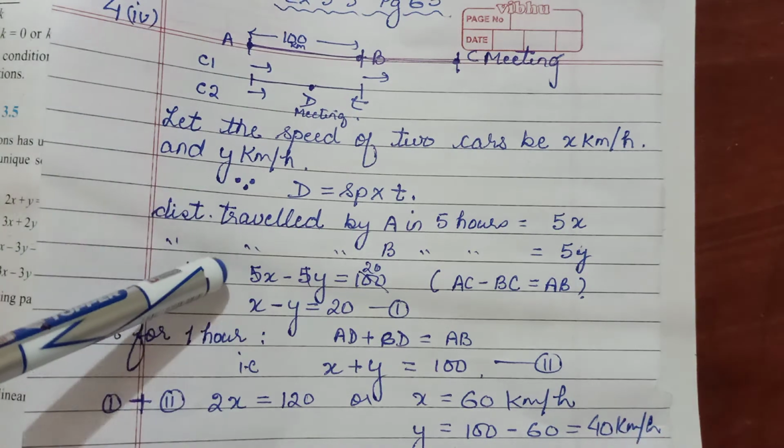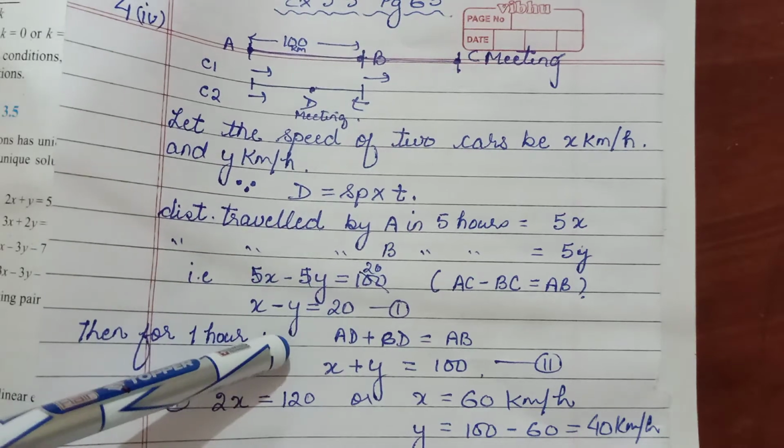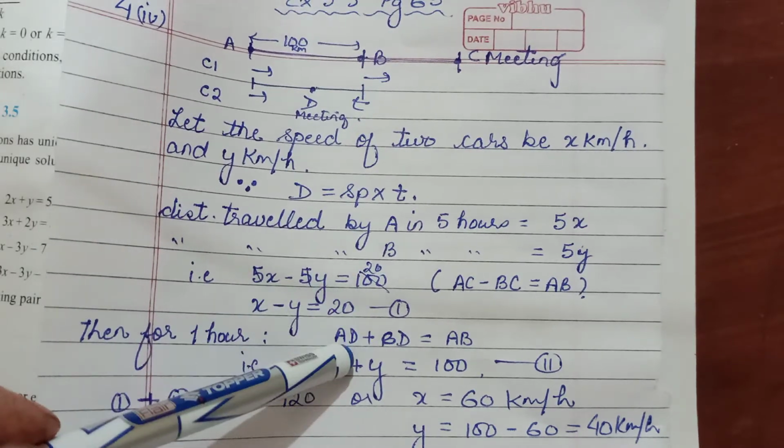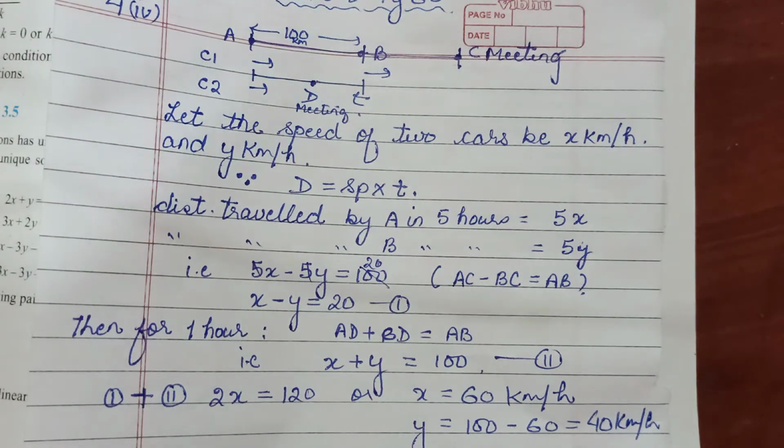Okay, so we can reduce the equation. I've cancelled it by 5. So this becomes x minus y equals 20, since 5 twos are 10... 100 divided by 5 is 20. Okay, यह आ गया पहली equation.